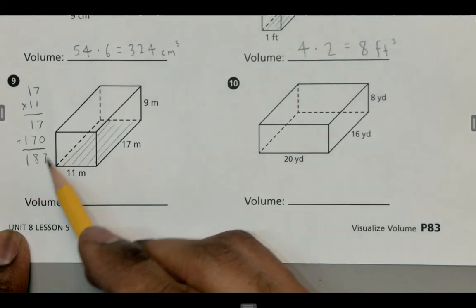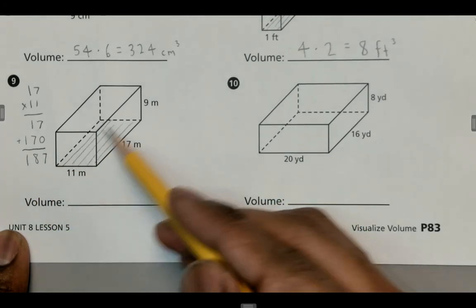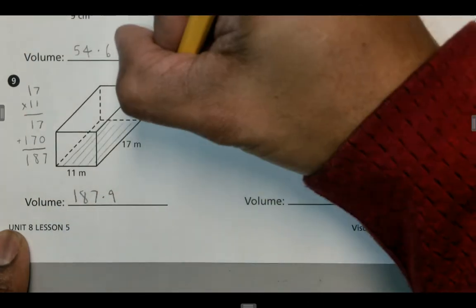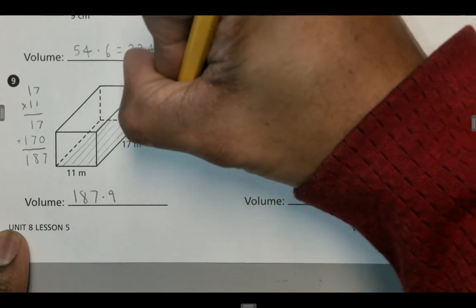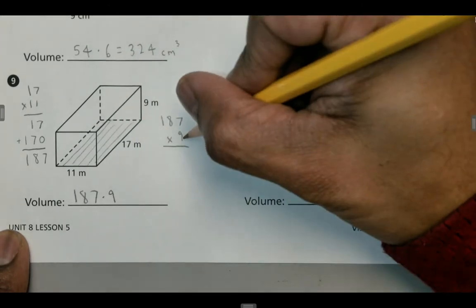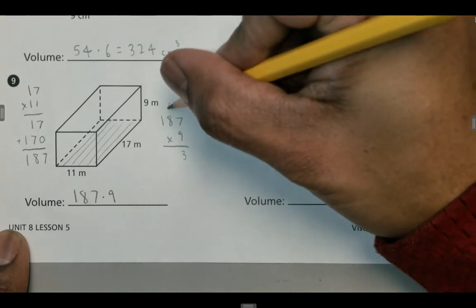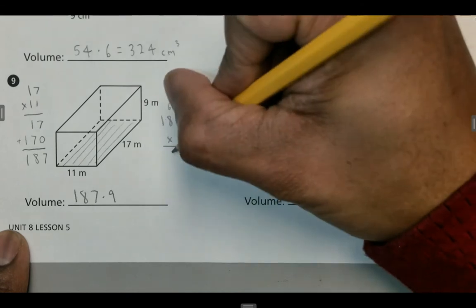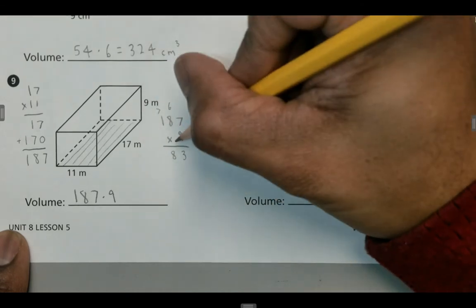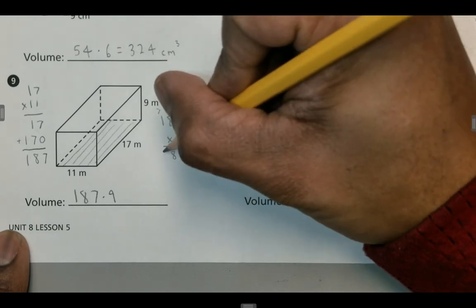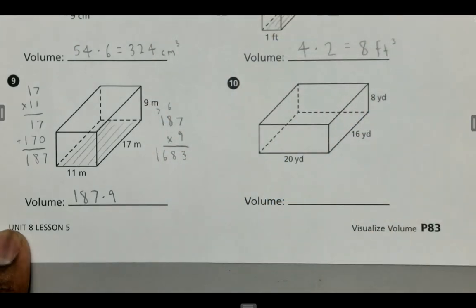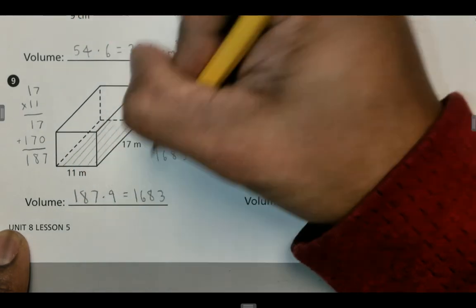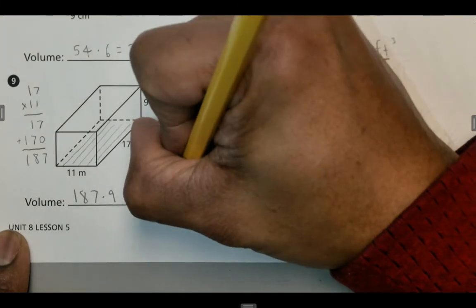Now, this was the area of the base face. We'll take this and multiply that by 9. Another side calculation here. 9 times 7 is 63. 3 comes down, 6 gets carried. 9 times 8 is 72, plus 6, 78. 7 gets carried. 9 times 1 is 9, plus 7 is 16. And each dimension was given in meters, so the volume is cubic meters.